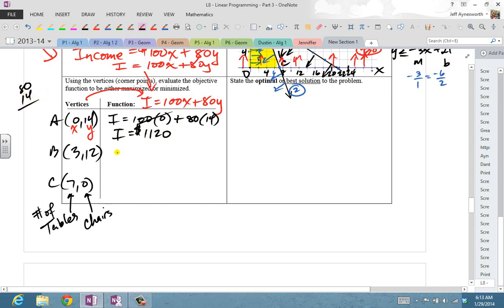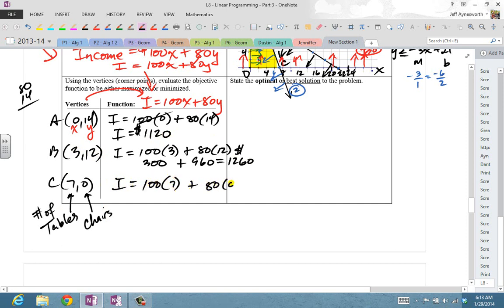Alright. The second one, the income, is 100 times 3 plus 80 times 12. What's that? 300 plus, let me see, 8 times 12 is 80 and 16, 96 with a 0, so 960. Alright, and then you add 300, 900, 1200, so 1260. Ooh, look at that. 1260 is bigger than 1120, so already I can see that this would be a better way to handle it. Juan and Ava needs to build 3 tables and 12 chairs so far, unless this beats it here, so I don't know. 100 times 7 plus 80 times 0, that only gives us $700 income.